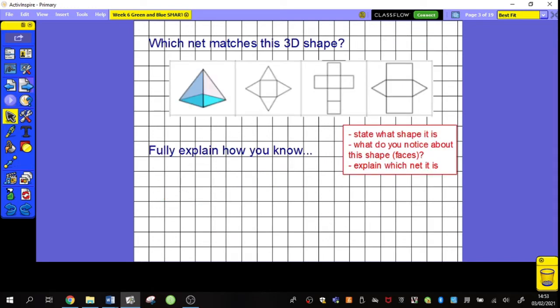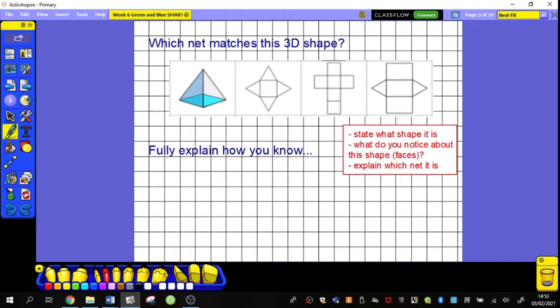So here is my first question. Which net matches this 3D shape? Fully explain how you know. And I've got here in red a couple of things that I'm going to need to use in my explanation. First of all, I'm going to think, right, what is the name of this shape? State what shape it is.